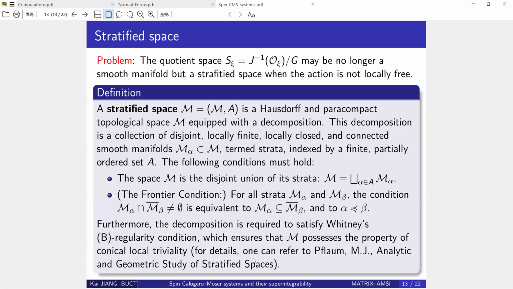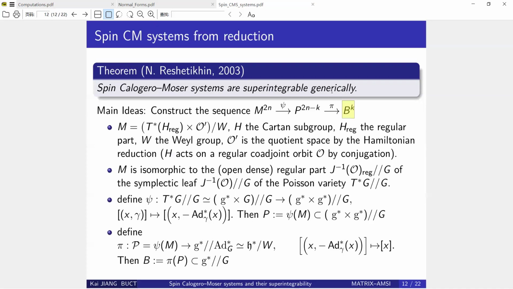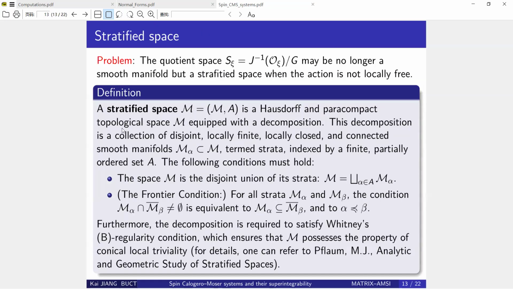There is a problem with generically: after this quotient we get a manifold, but in general the quotient space is not a smooth manifold. It may be a stratified space.